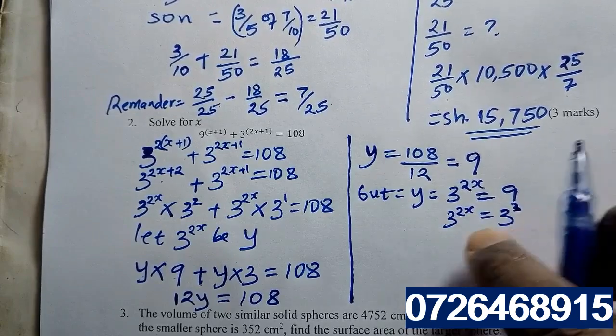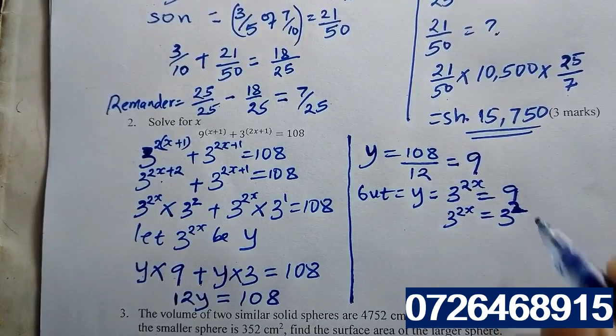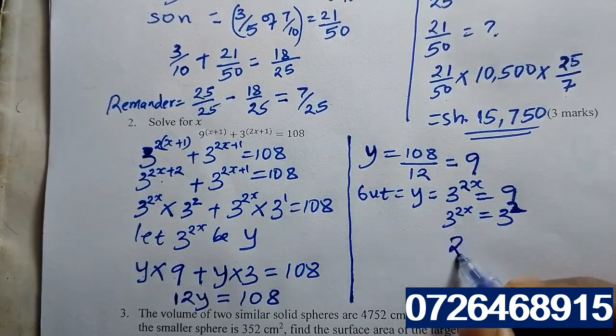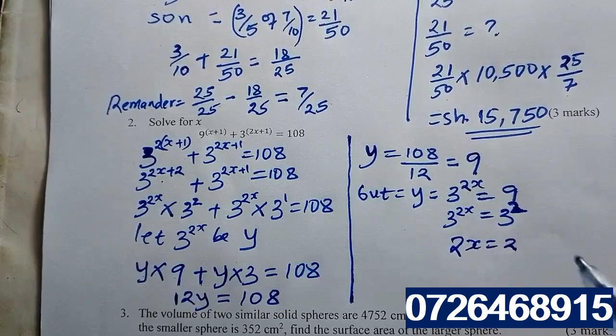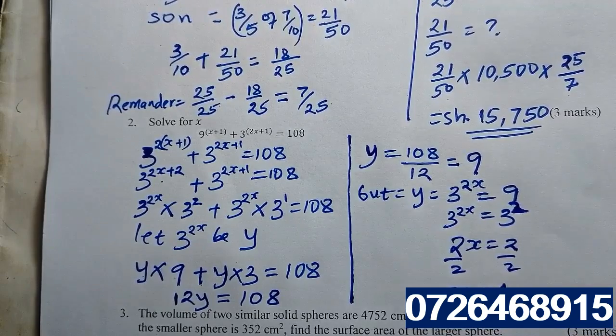9 is equal to 3 raised to power 2. Now the bases are the same. You ignore the bases. We will have 2x is equal to 2. You divide it by 2, divide it by 2. So the value of x is equal to 1.